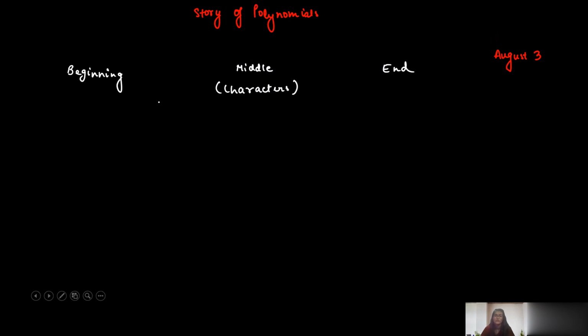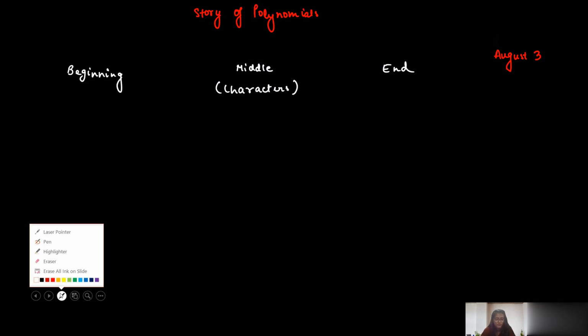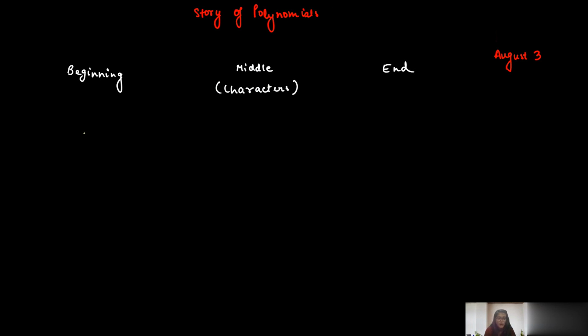Now let's start with the story of polynomials. So in the beginning, we will do some vocabulary related to polynomials. Basically, we will get to know different terms of polynomials. Then in the middle, we will learn about characters.